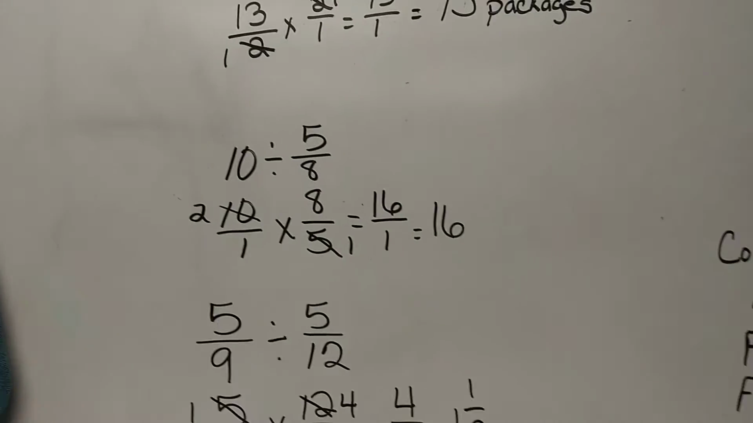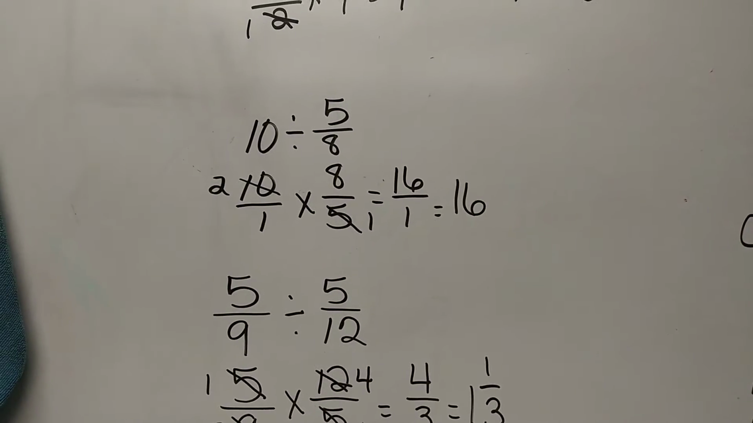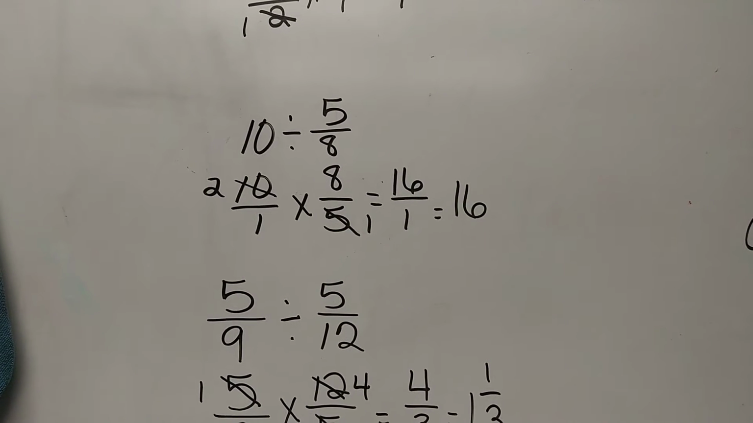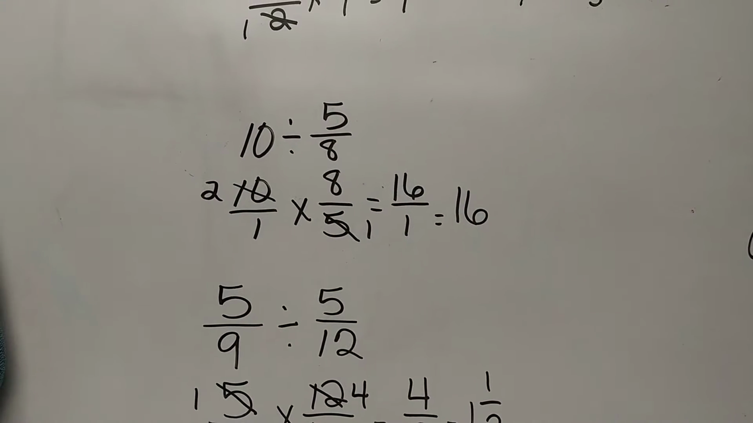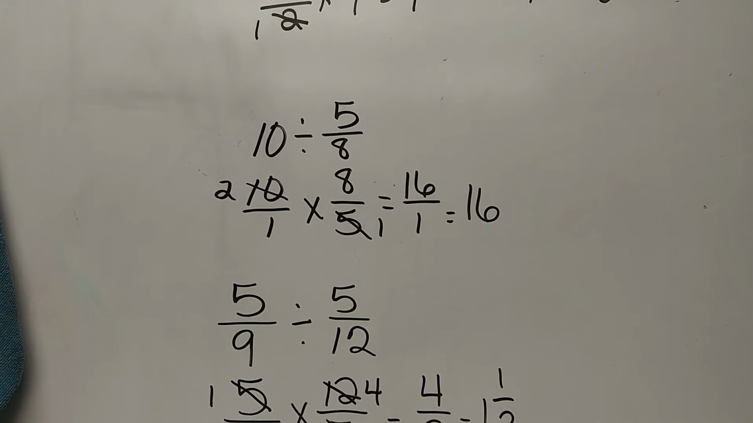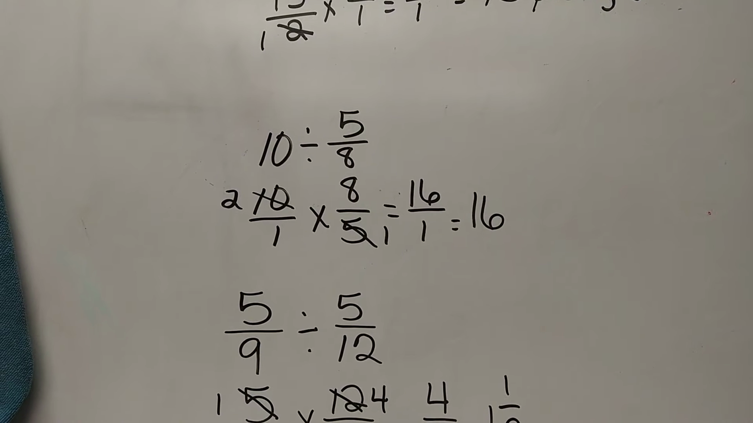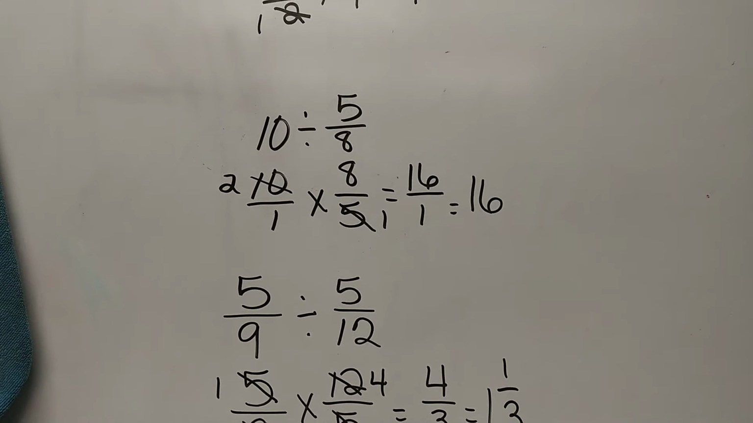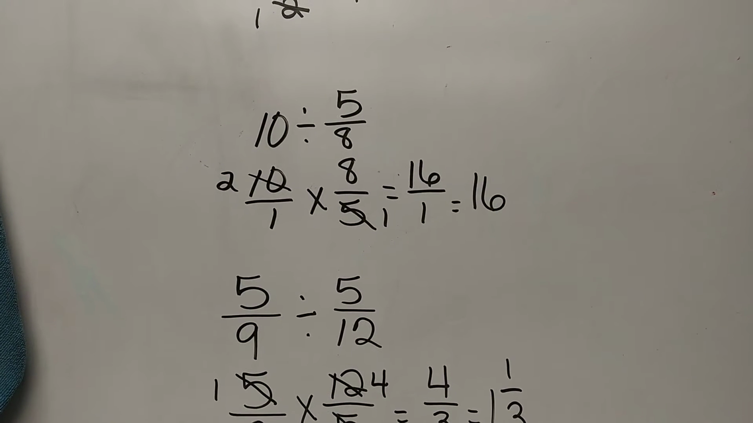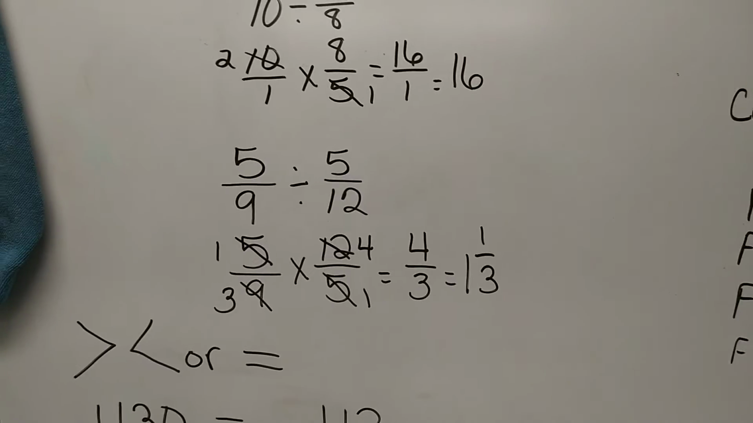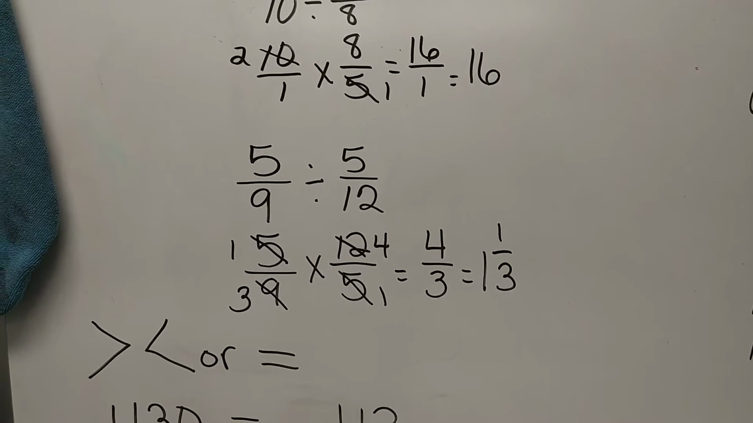All right, if you have 10/1 divided by 5/8, you would take 10/1 times, you would flip, 8/5. Cancellations. 5 will go into 5 one time, 5 will go into 10 two times, which would equal 16/1, which equals 16.